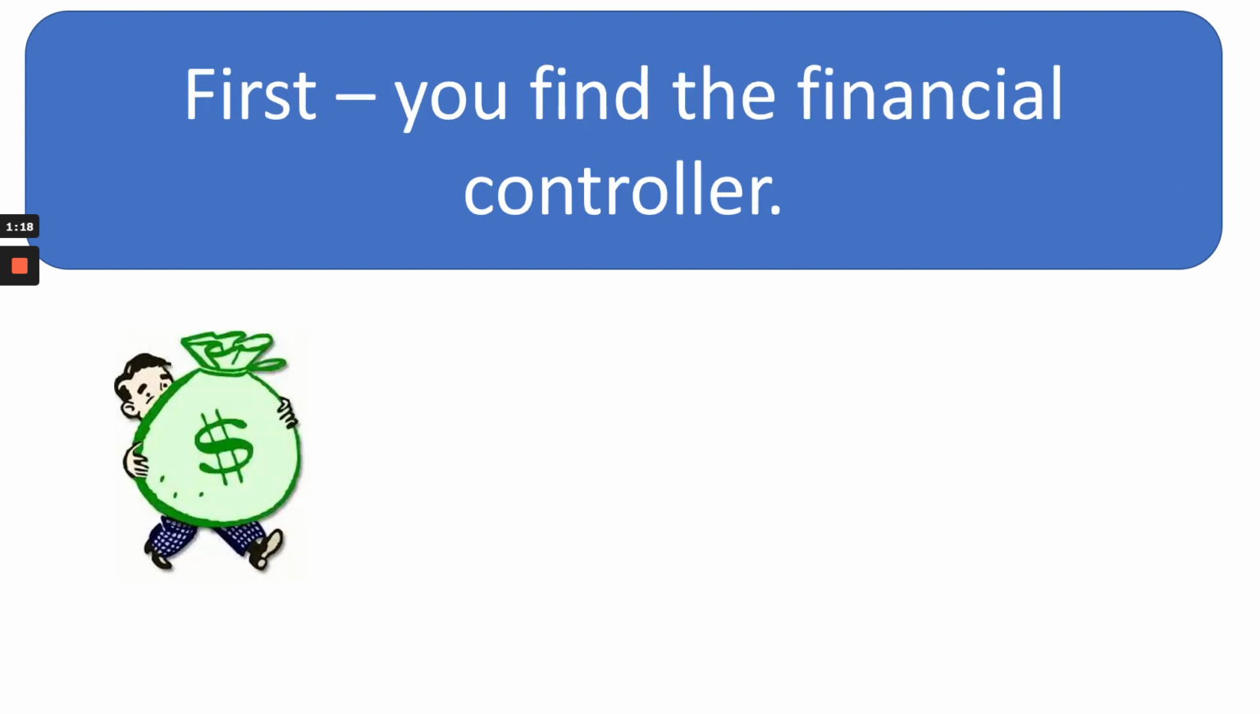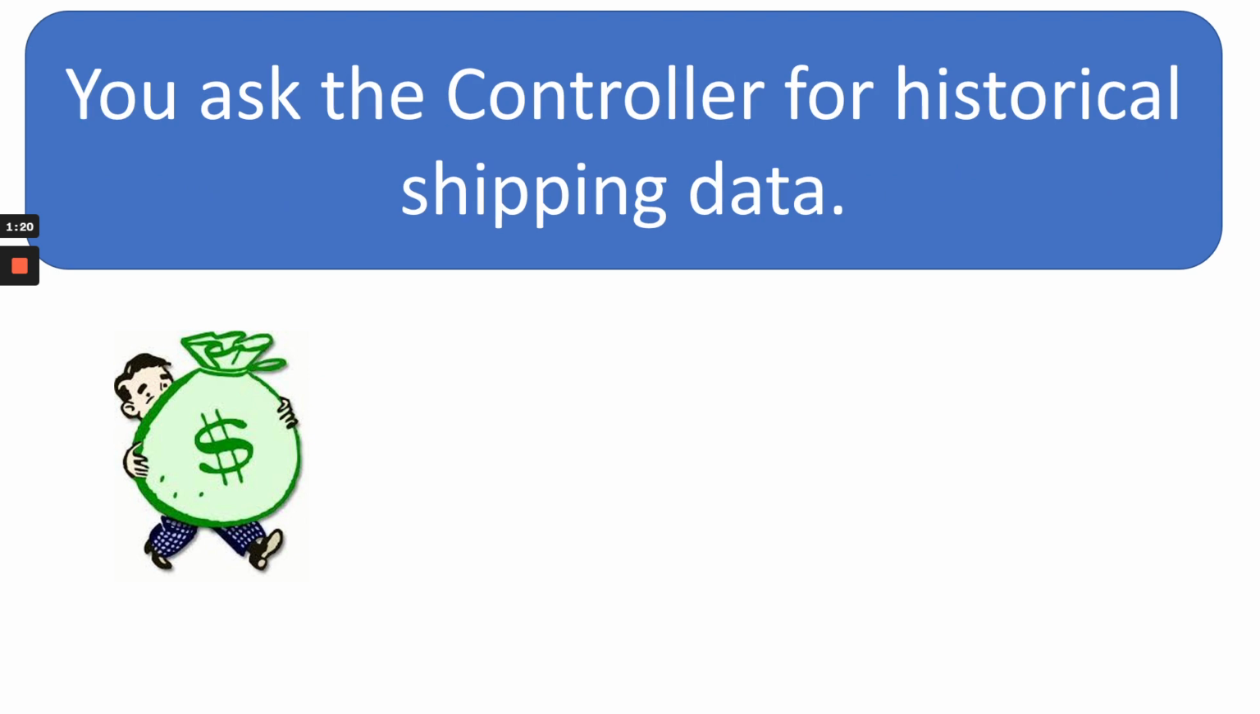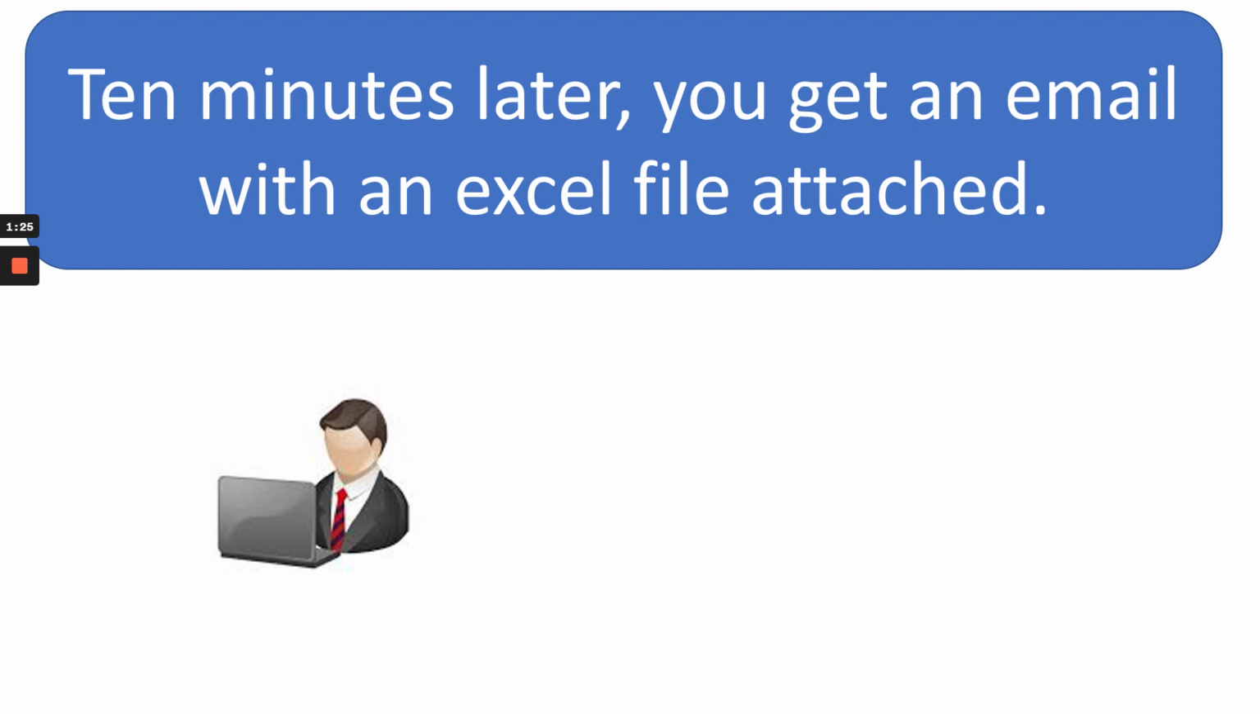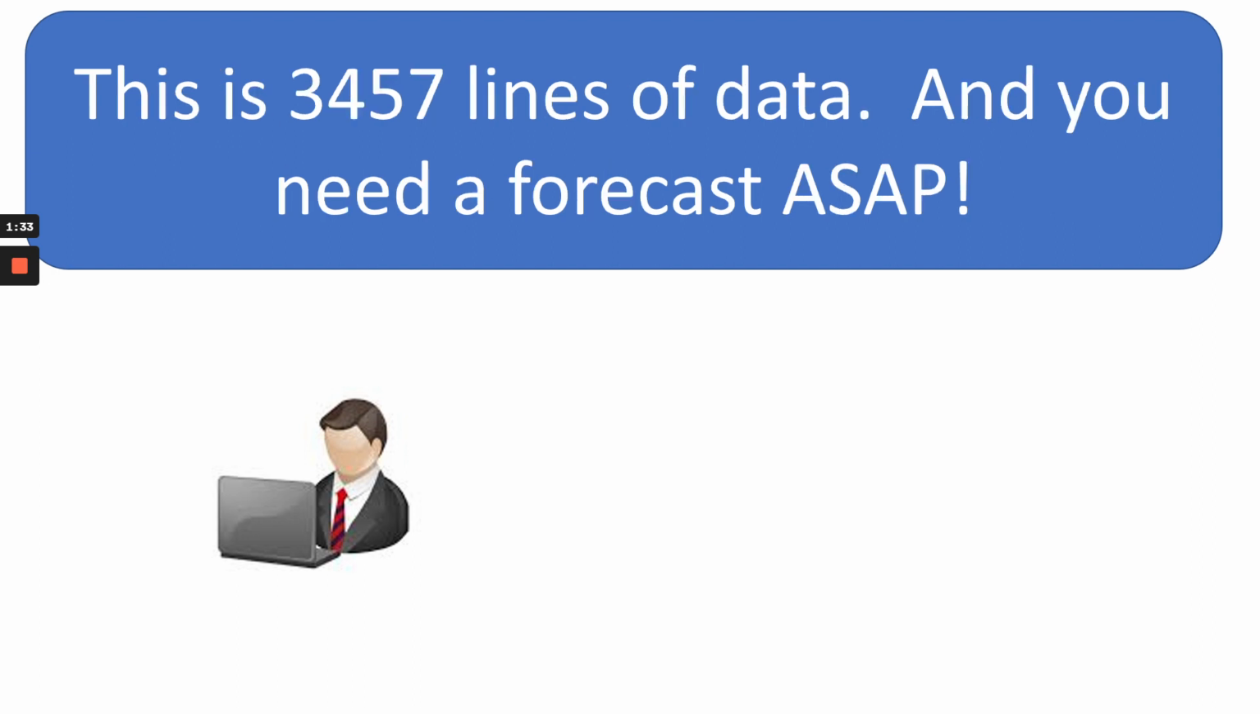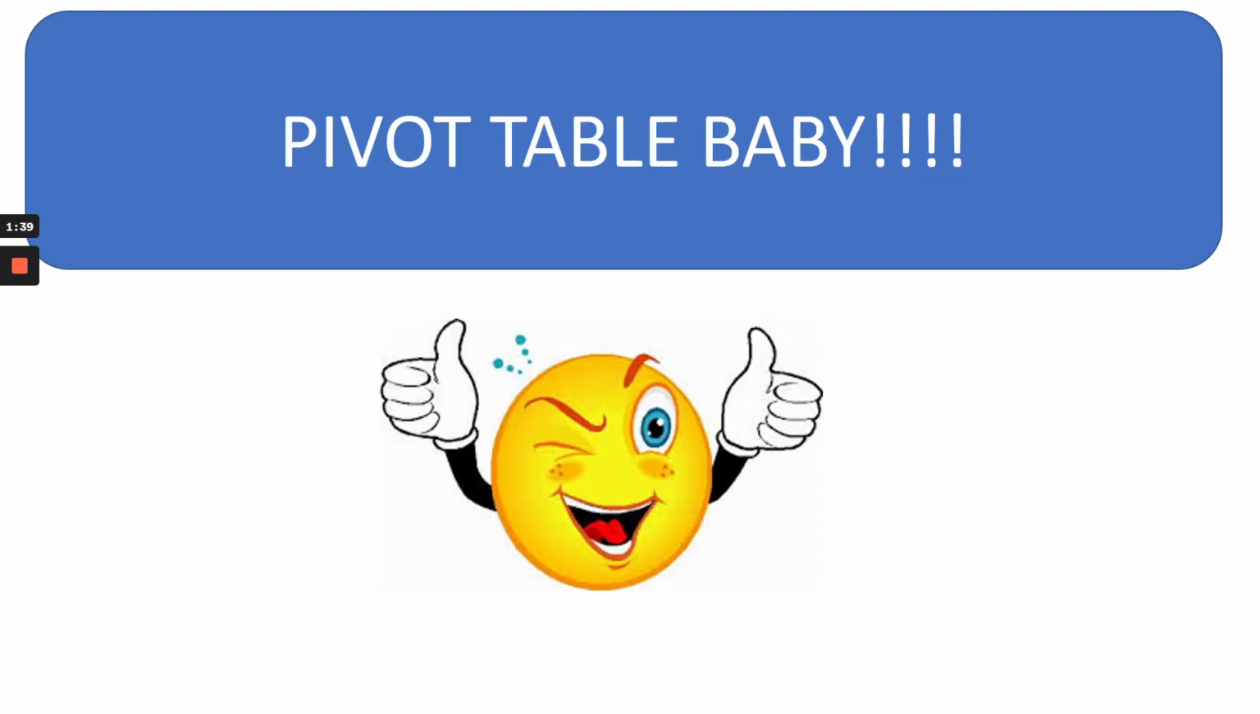First, you find the financial controller. You ask the controller for historical shipping data. 10 minutes later, you get an email with an Excel file attached. The file contains the last 3 years of shipments by location, by month. This is 3,457 lines of data, and you need a forecast ASAP.